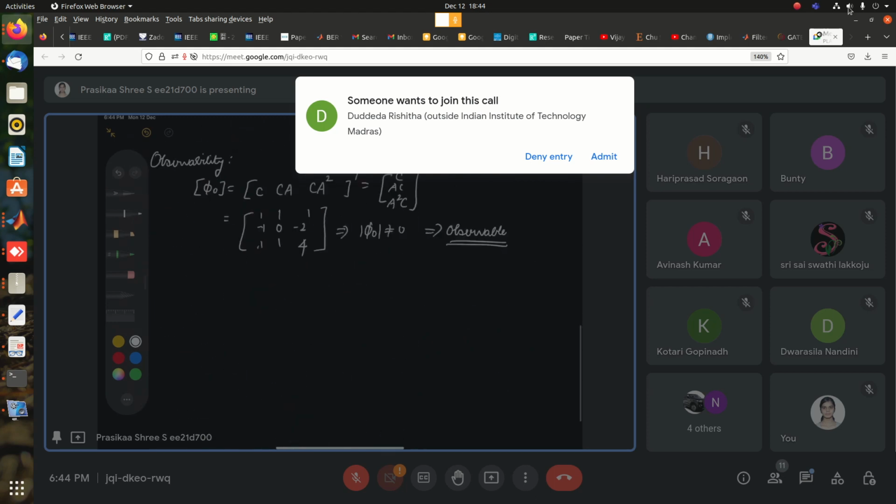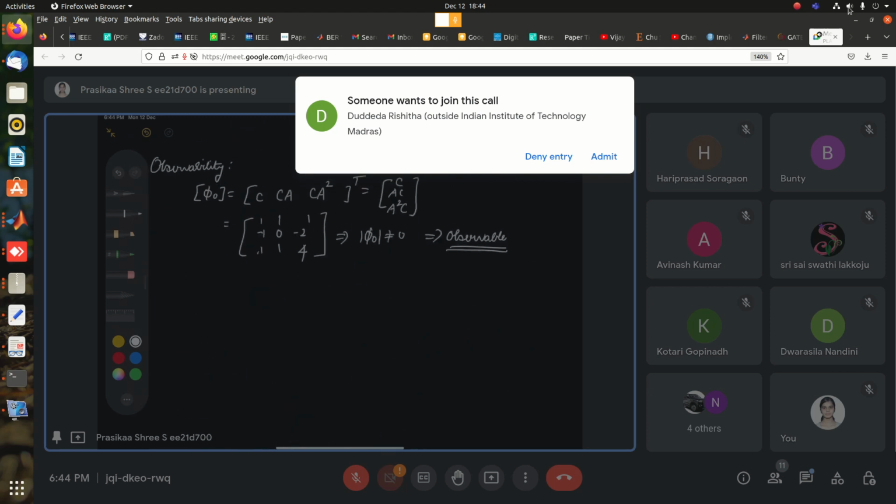So, whenever a question comes like this, you just need to formulate the representation like this, and then compute the determinant of the whole matrix. And if it is equal to 0, then it depends on the observability and controllability conditions. Okay, so we'll move on to the next question.